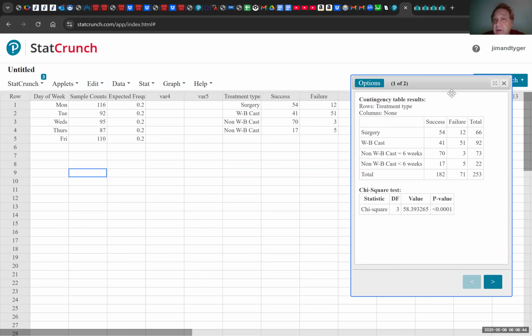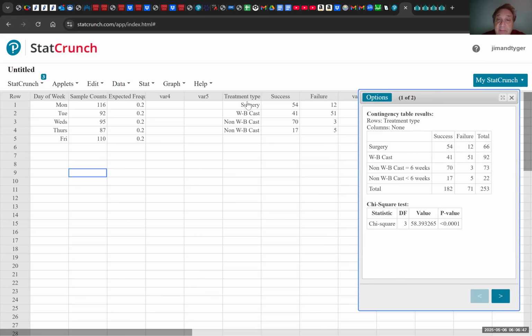In case you're wondering how we got degrees of freedom, the number of treatment types is 4. So n minus 1 would be 3, right? That's not exactly why this is a 3, but do notice that 4 minus 1 is 3. On the horizontal variable, we have 2 of these, success and failure. So for this categorical variable, 2 minus 1 is 1. So we have 4 minus 1, which is 3, and 2 minus 1, which is 1. And the way you find degrees of freedom is you multiply those two numbers together. So 3 times 1 is 3.